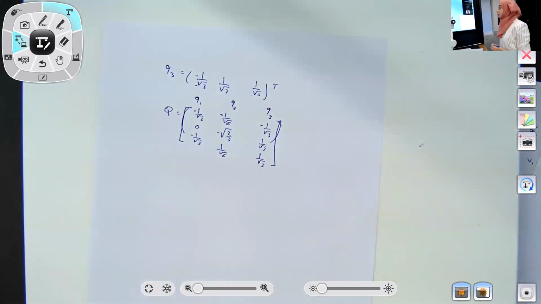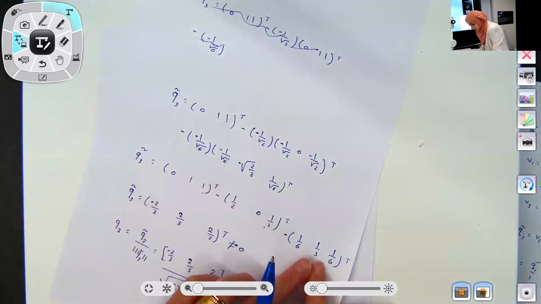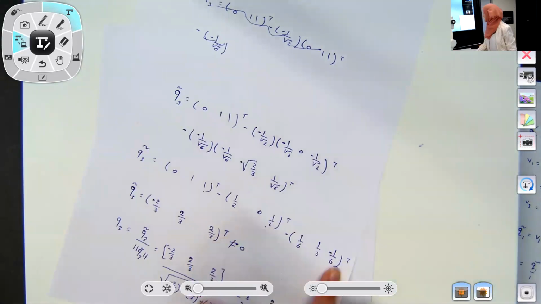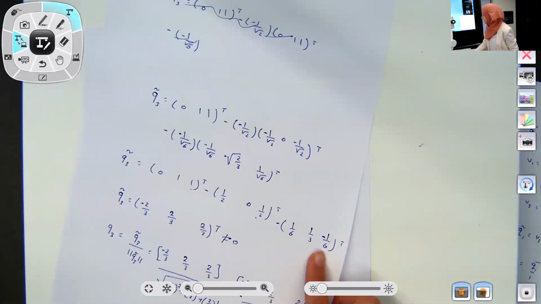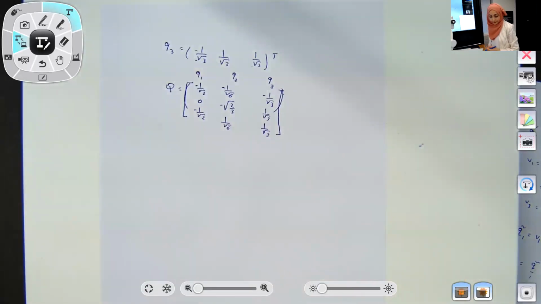Okay, because at the end of the question, they ask you to find the matrix Q. Okay, 1 over 6, 1 over 3, 1 over 6. The last 1 over 6 should be minus. Yes, this is minus, correct. You asked about this one, yes, it's correct. So this is the value of matrix Q. Okay. Is there any question?